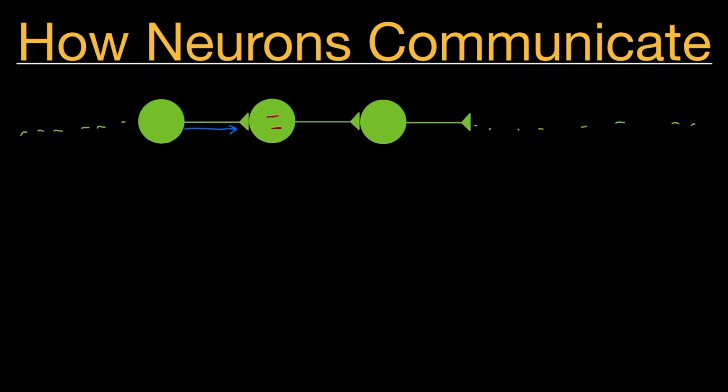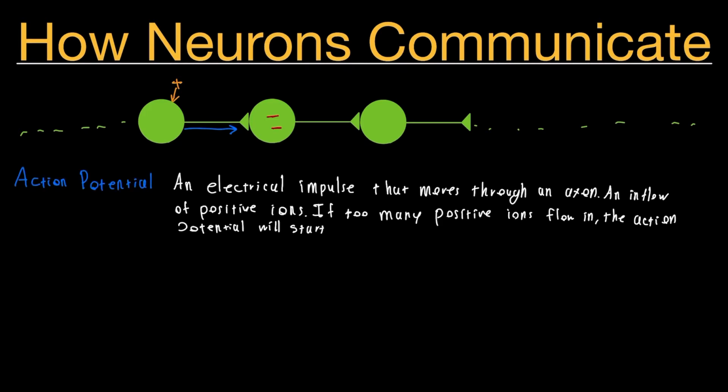So this blue thing is called an action potential. It runs through the axon to the neuron in front of it, and I'll explain what the little plus sign is. An action potential is an electrical impulse that moves through an axon. It is basically an inflow of positive ions, which is what this means. So if positive ions flow in, an electric impulse moves through the axon. As it says here, if too many positive ions flow in, the action potential will start.